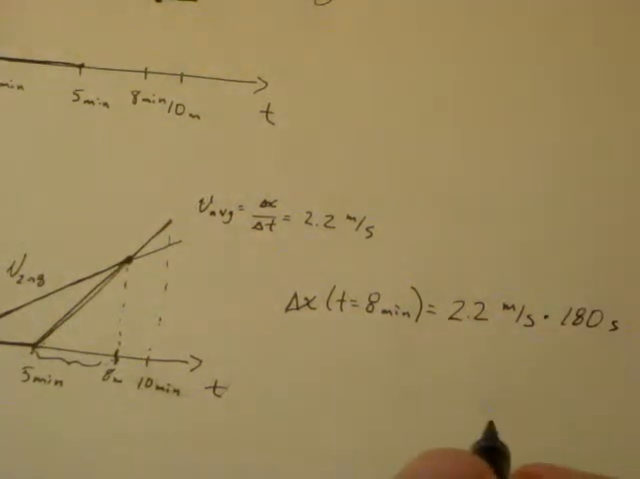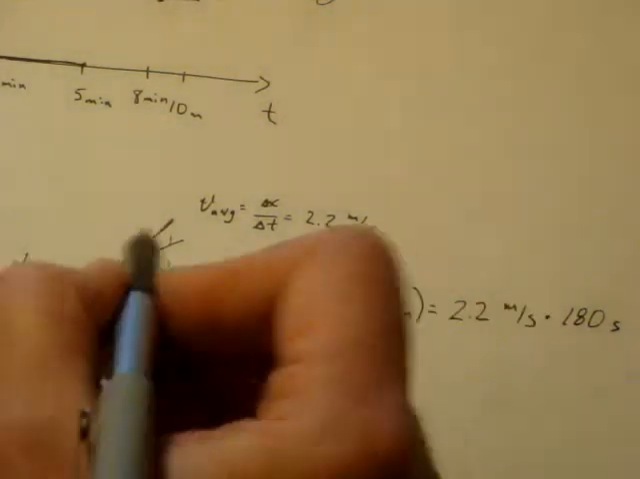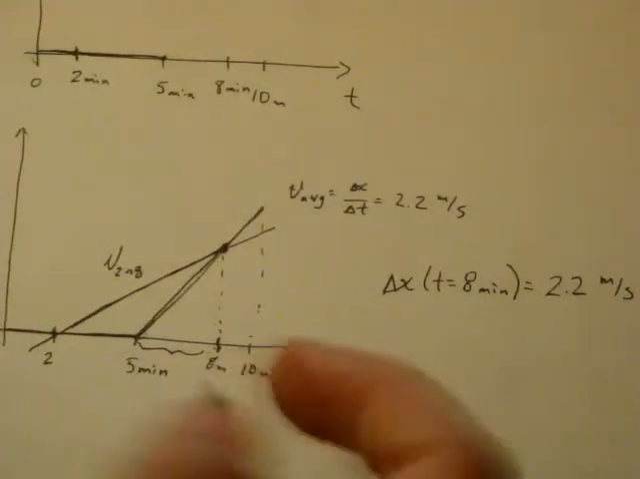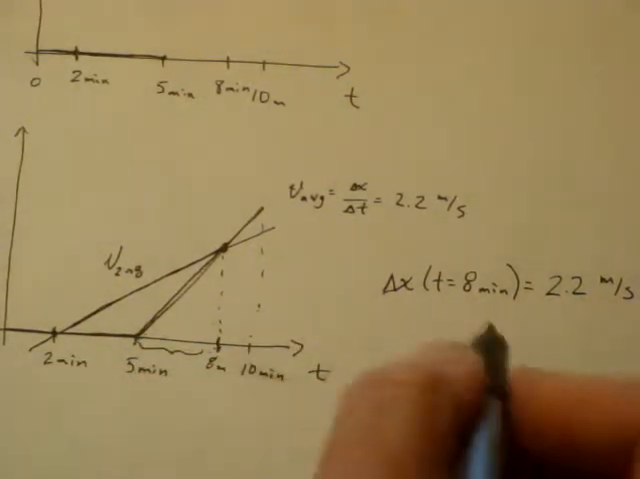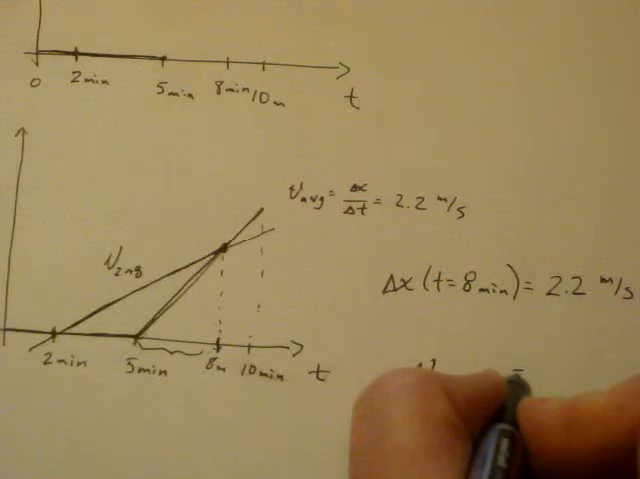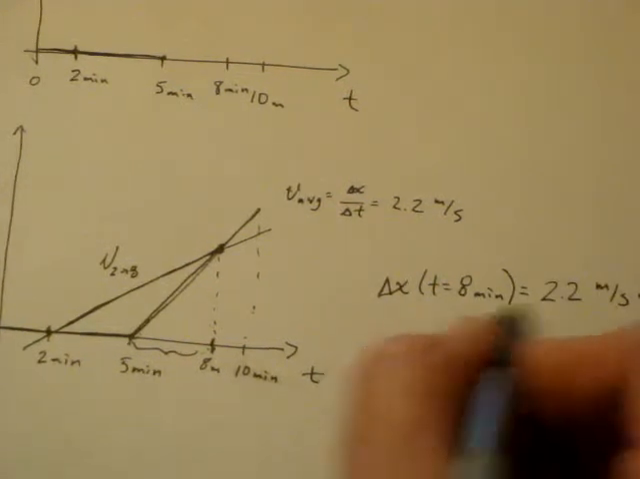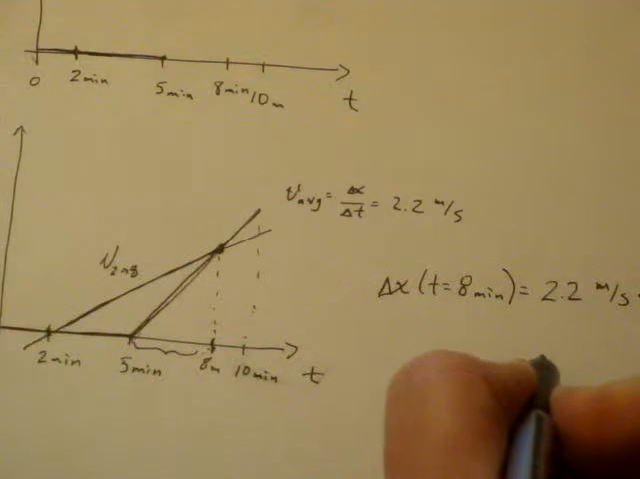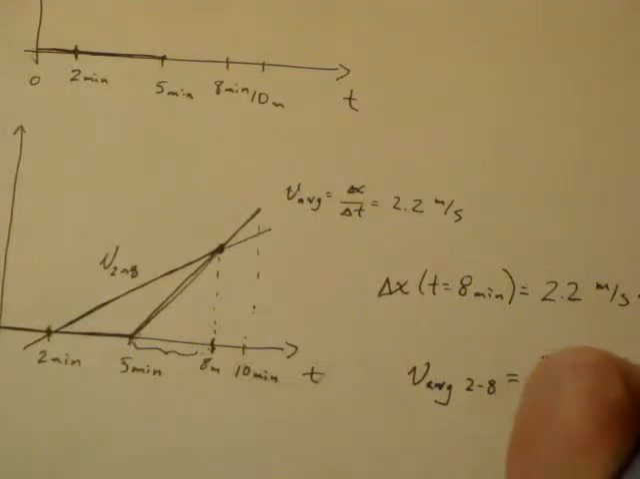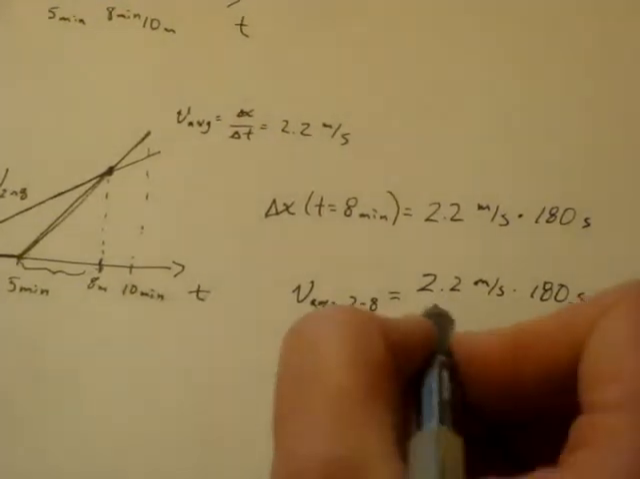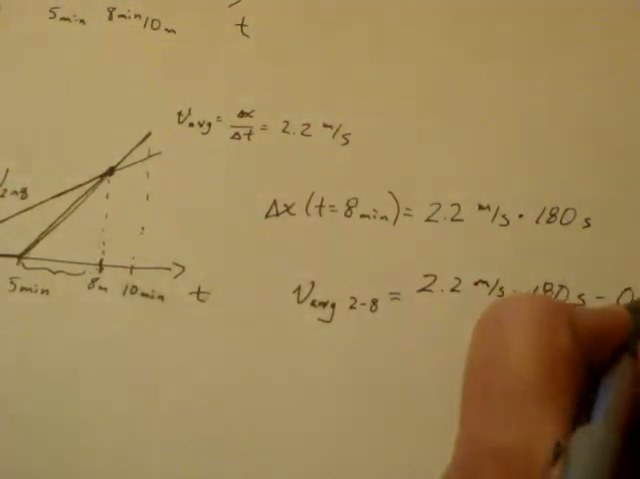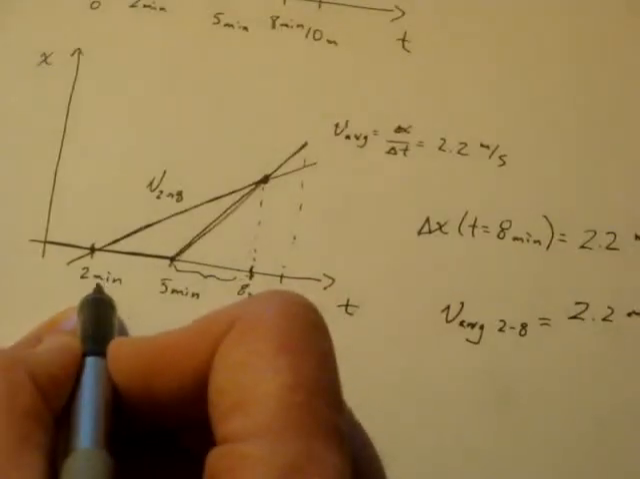So that tells us the position, and then we can use that information, and we know the position here at time equals 2 minutes is 0. So we can take the difference between these two things. So the average velocity between 2 minutes and 8 minutes is going to be equal to the displacement, which is 2.2 meters per second times 180 seconds. That's what the position is at that point, minus 0 meters, which is the position at 2 minutes.